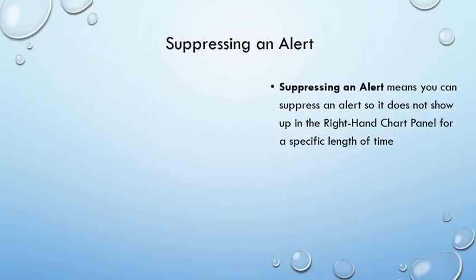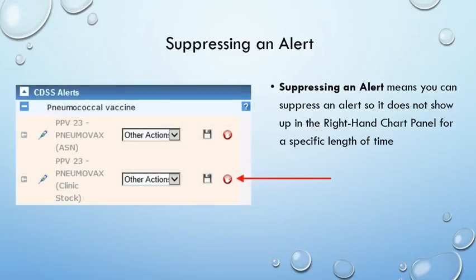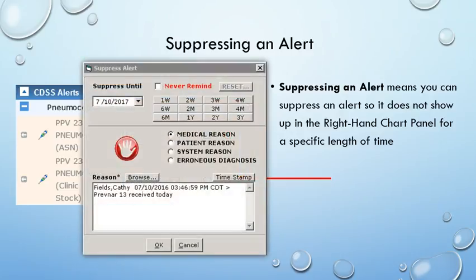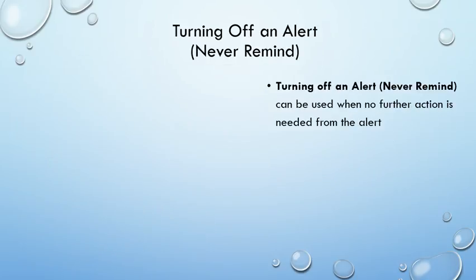So let's look at suppressing an alert. Suppressing an alert means you can suppress an alert so it does not show up in the right-hand chart panel for a specific length of time. For example, in the CDSS alert section, the pneumococcal vaccine is present. This alert is linked to the Pneumovax vaccine only. Since the patient received the Prevnar 13 today, they do not need the Pneumovax for at least 1 year. We can suppress the pneumococcal vaccine alert for 1 year, and when it shows up again, the patient will be due for the Pneumovax.